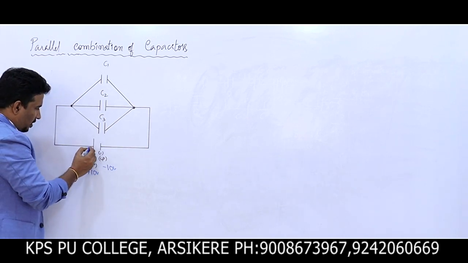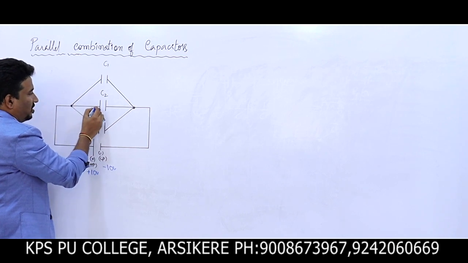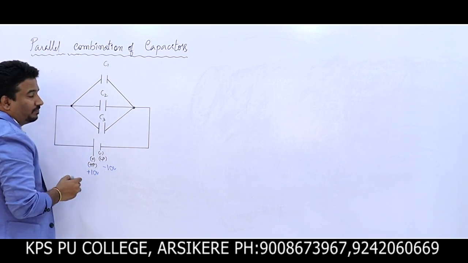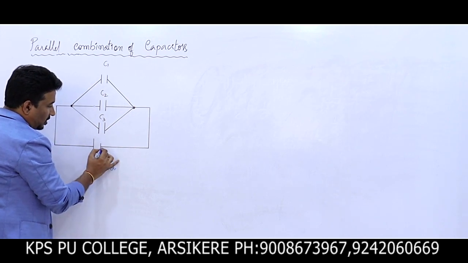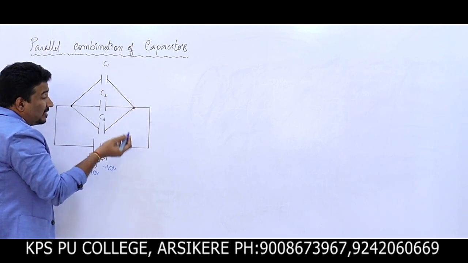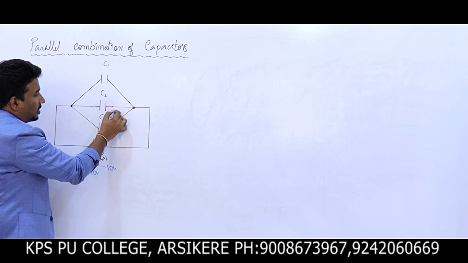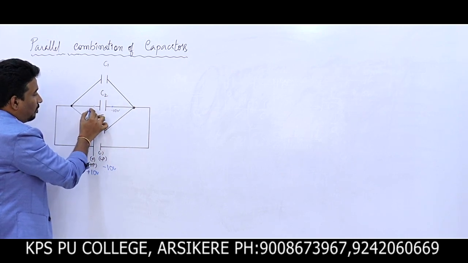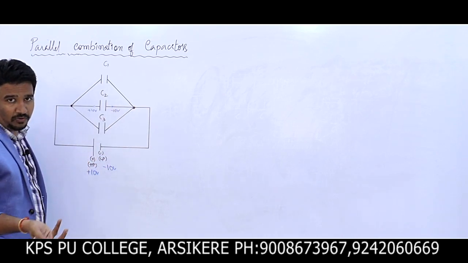Look here, from this terminal when I move to this point there is no potential drop. Look here, minus 10 volt is the potential, and if I move here no potential change. Why? There is no resistance in this wire. So if I come here also potential is minus 10V, here this is plus 10V. What is the potential difference? Plus 10V minus of minus 10V, 20 volt.